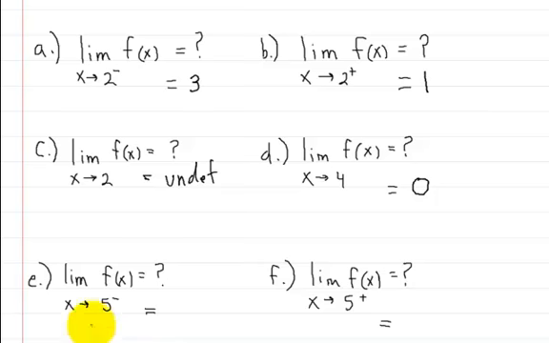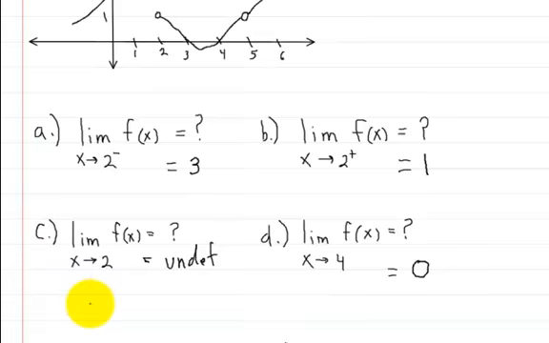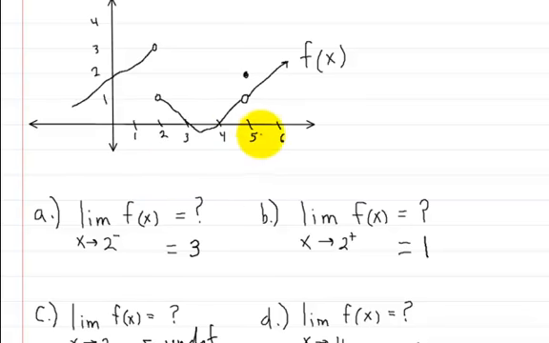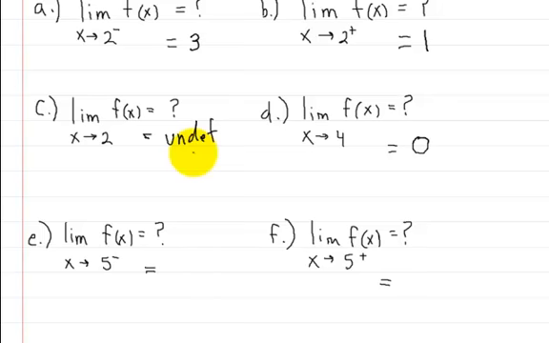Now, how about when x approaches negative 5? What's the limit of the function when x approaches, not negative 5, I'm sorry, but approaches 5 from the left? So let's see, we're approaching 5 from the left. So we're coming this way, we're going along here, and we're approaching this value right here. So that would be 1. So f of x is equal to 1 when x approaches 5 from the left. So let's put that down, that's equal to 1.